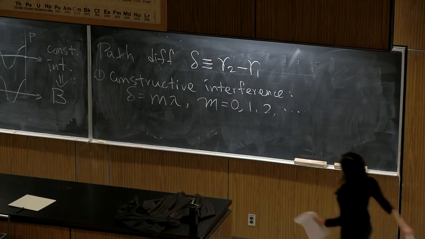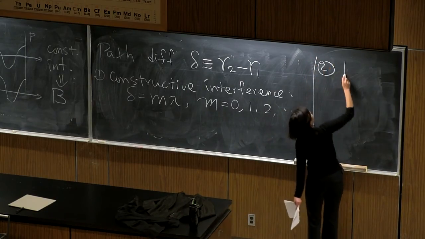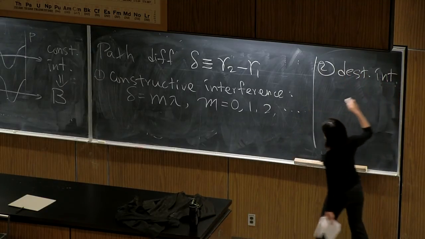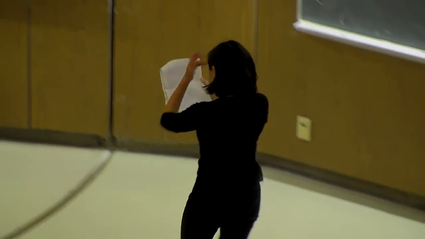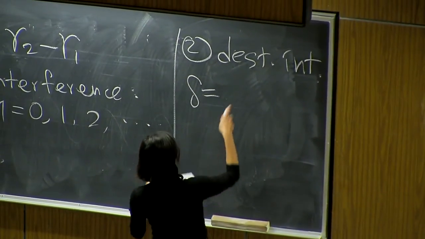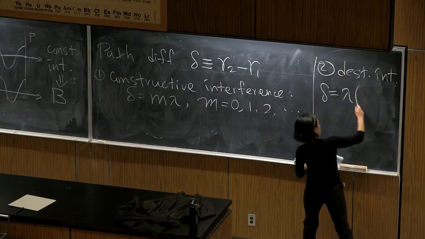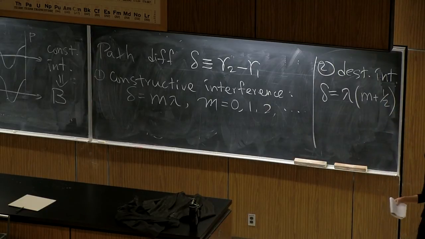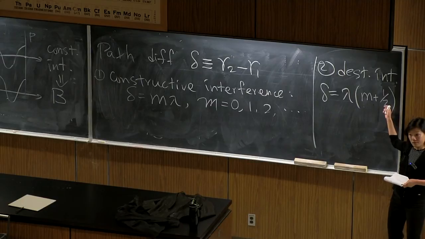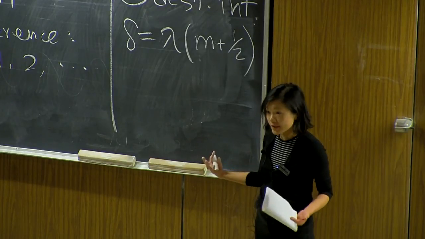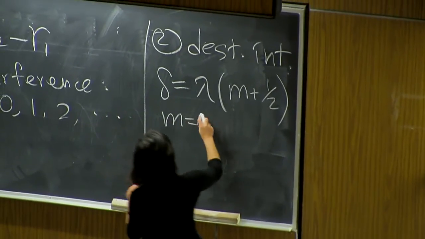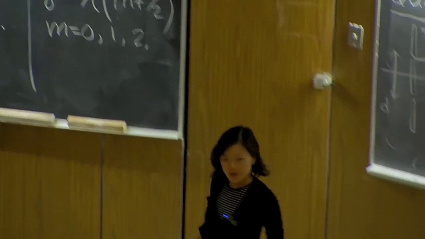All right. And similarly, for destructive interference, what would be the values for delta? Half the wavelengths. So in other words, this would be lambda multiplied by some integer plus 1/2. Right? It's either 1/2 or 3/2 or 5/2. That will give you destructive interference. And m here, once again, is some integer.